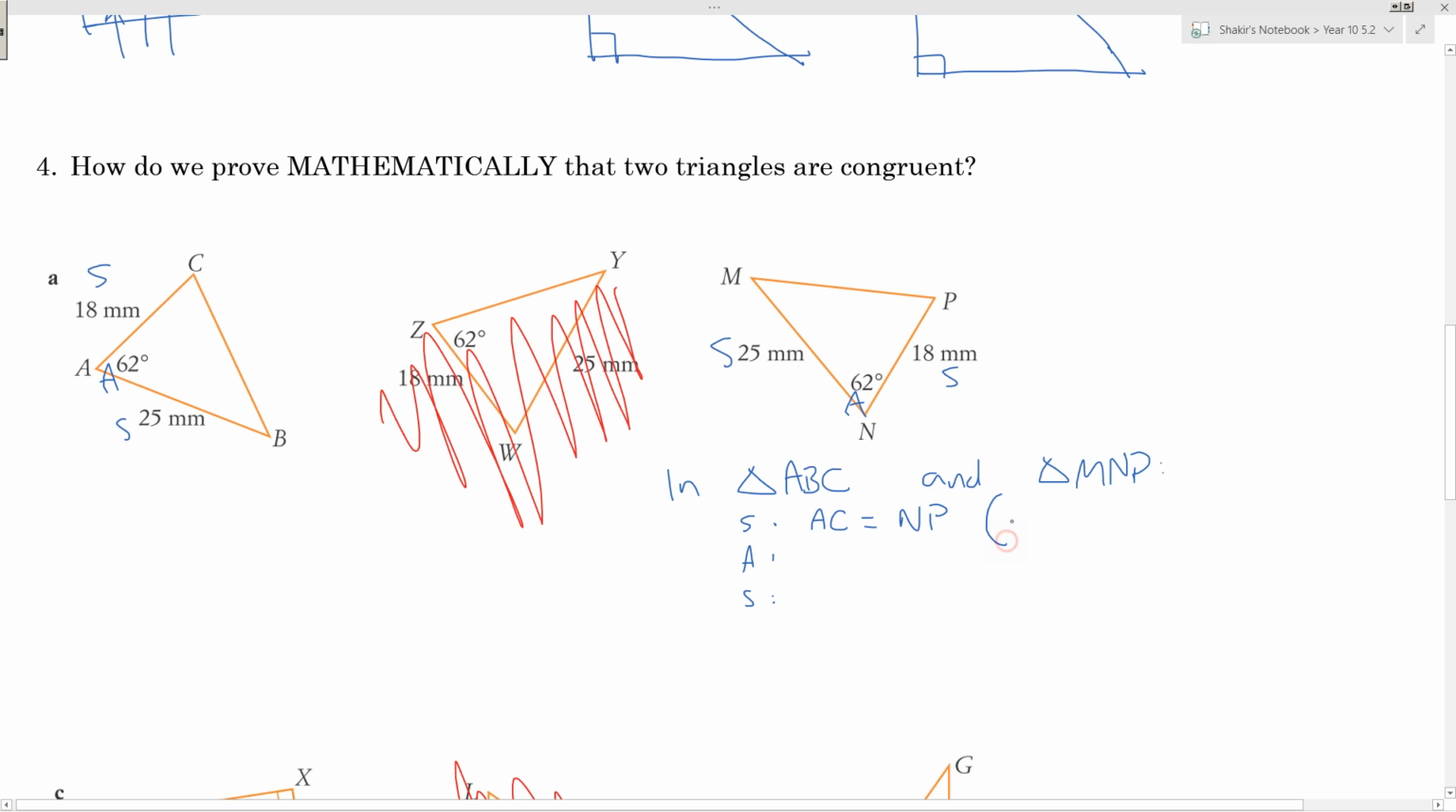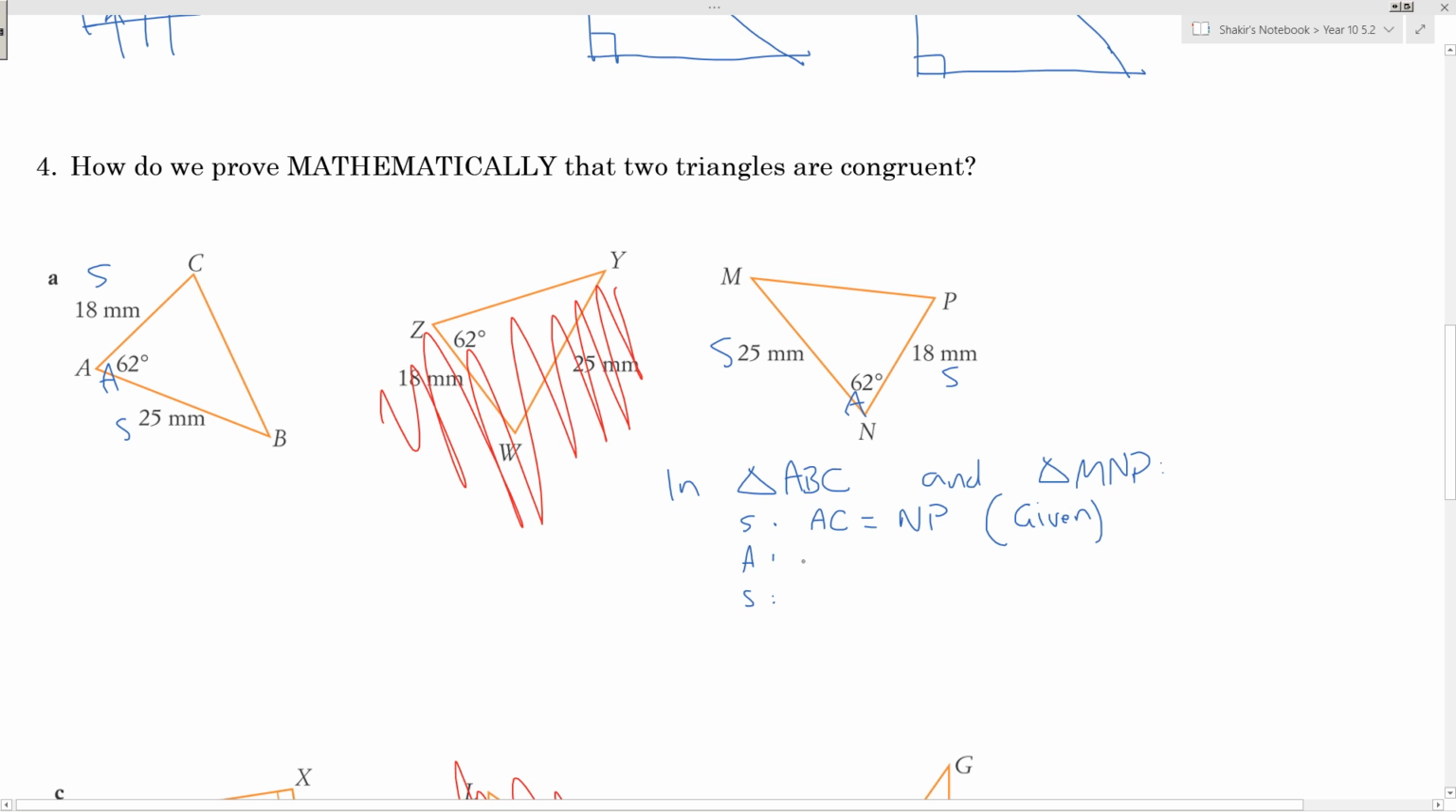NP. And in brackets, you have to write a geometrical reason. Well, in this case, it's been given to us, so we just write given. If there was some other reason you think that they're equal, you write it down over here. And that's all you have to do. And then the angle, 62 degrees.